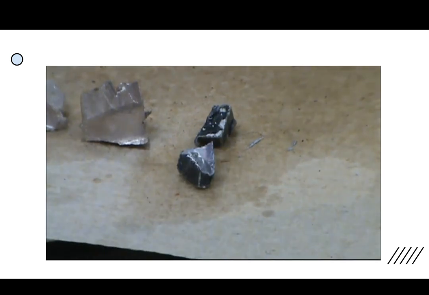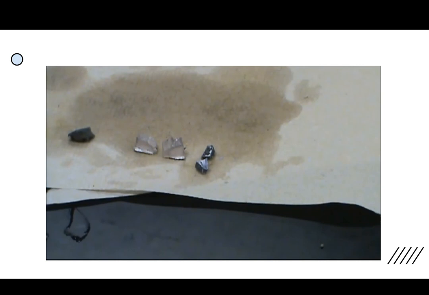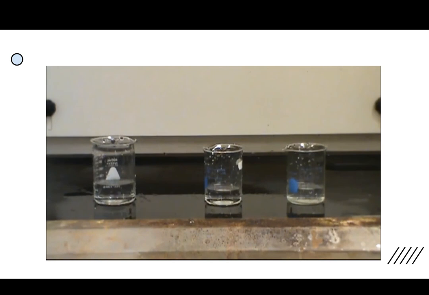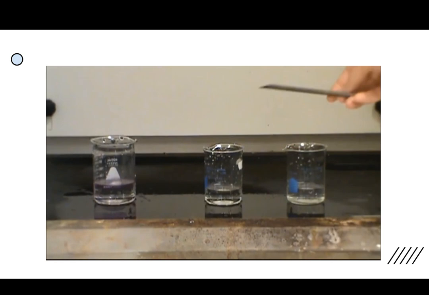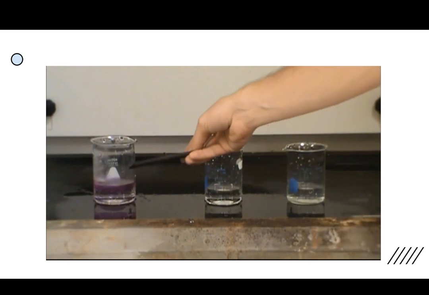So I'm going to go ahead and take those three, and I'm going to add them to water, and we can look at the reactivity of those three alkali metals with water. So here I'm going to take the lithium and add that to the water. It's going to generate hydrogen gas and lithium hydroxide. So you're going to see a pink color develop here.